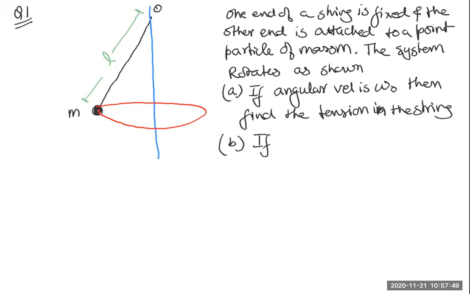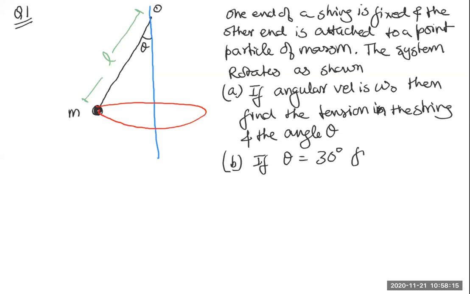Part B. If the angle theta is equal to 30 degrees, find the time period T.